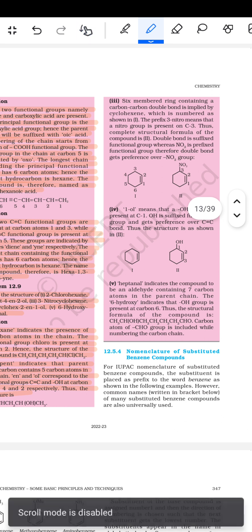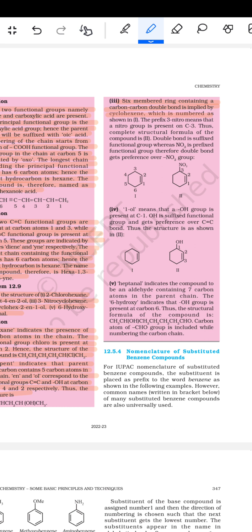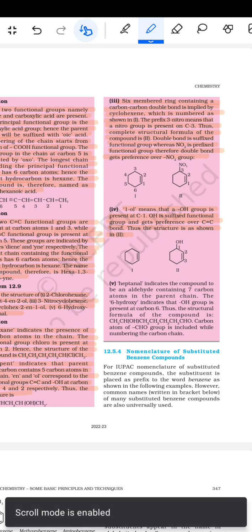Now the six-membered ring containing a carbon-carbon double bond is denoted by cyclohexene, which is numbered as shown. The prefix 3-nitro means that a nitro group is present on C3. Thus, the complete structural formula of the compound is as shown. The double bond is a suffixed functional group, whereas NO2 is a prefixed functional group. Therefore, the double bond gets preference over the NO2 group. 1-ol means that an OH group is present at C1. OH is a suffixed functional group and gets preference over the C=C double bond. Thus, the structure is as shown.